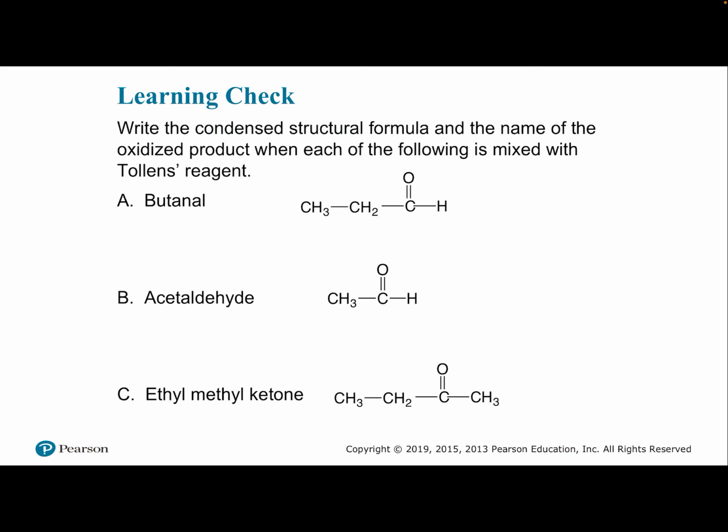Okay, learning check. Write the condensed structural formula and name of the oxidized product when each of these is mixed with a Tollens reagent. So, assuming we're mixing these with the silver ions, draw and name the product that you get. So go ahead and pause these, give them a shot.